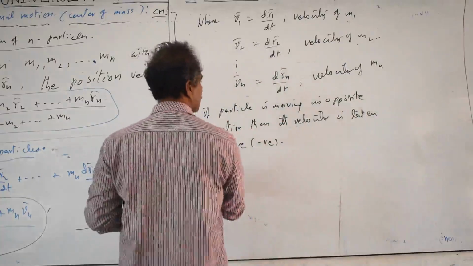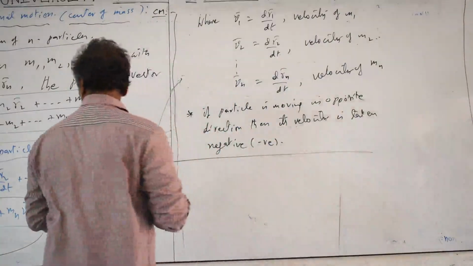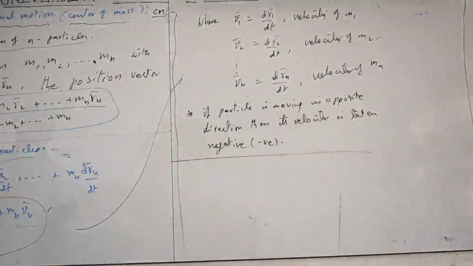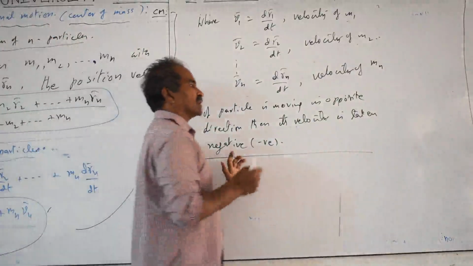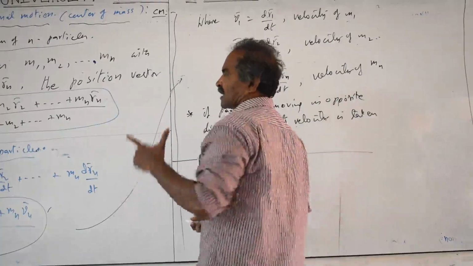You have to take the velocities with a minus sign. So we have position vectors, x coordinate, y coordinate, z coordinate and position vector, and then velocities.